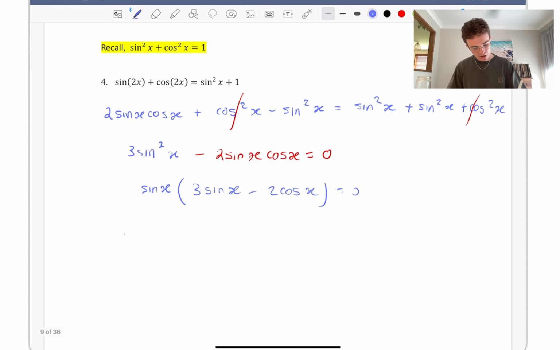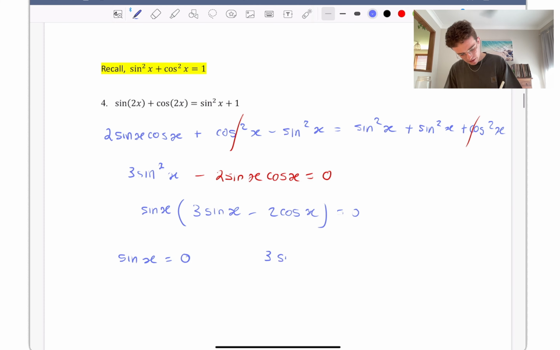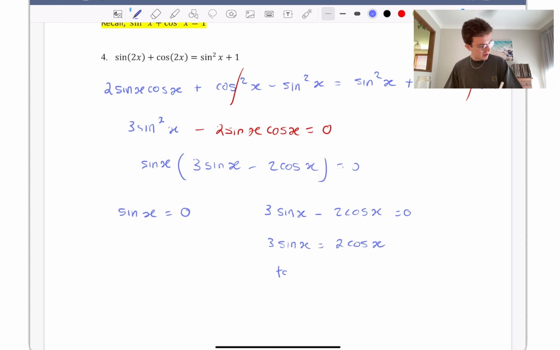So we're going to get sine of x is equal to 0. And we're also going to get 3 sine of x minus 2 cos of x equals 0. Pen's not being the best. And if we did some simplifying, that will give us, first up, 3 sine of x is equal to 2 cos of x, which means that tan of x is 2 on 3.